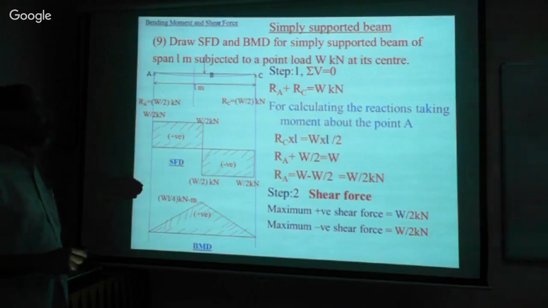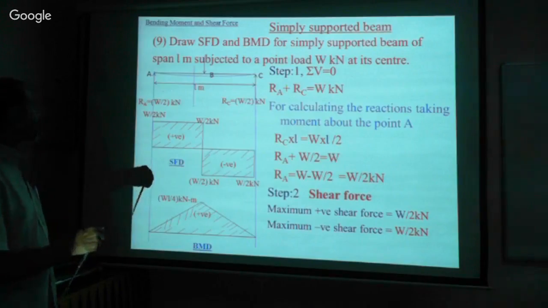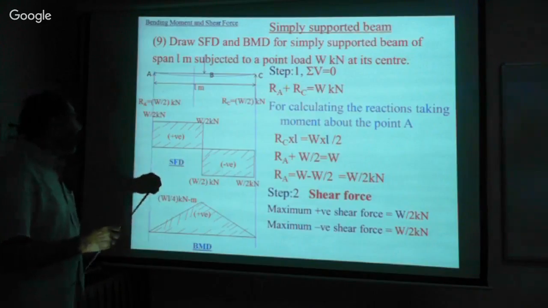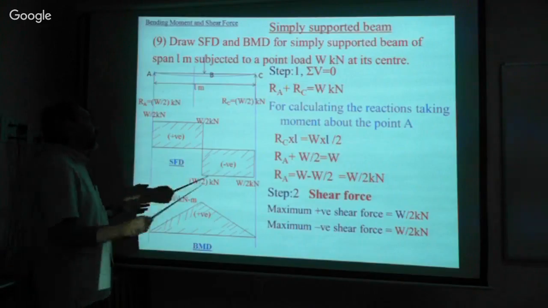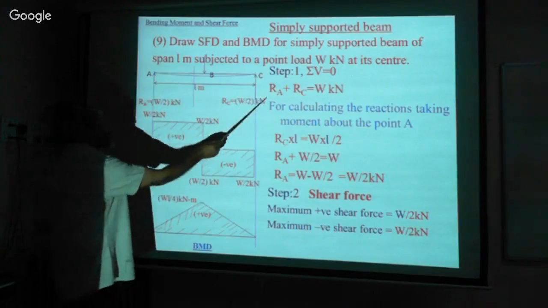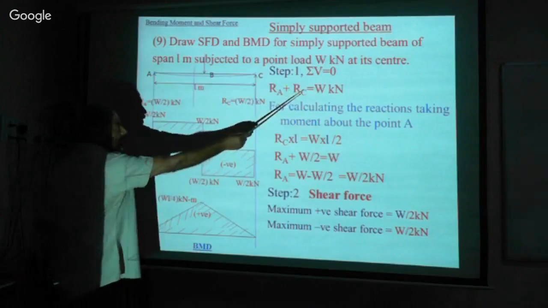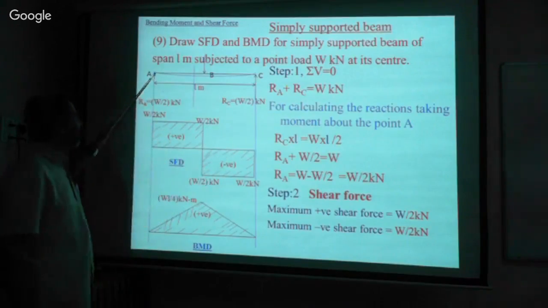Therefore, RA plus RC is equal to W kilonewton, where W is the total load. Now, sigma MA is equal to 0.